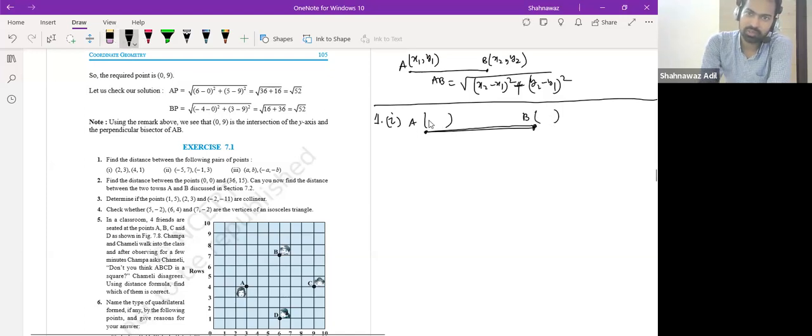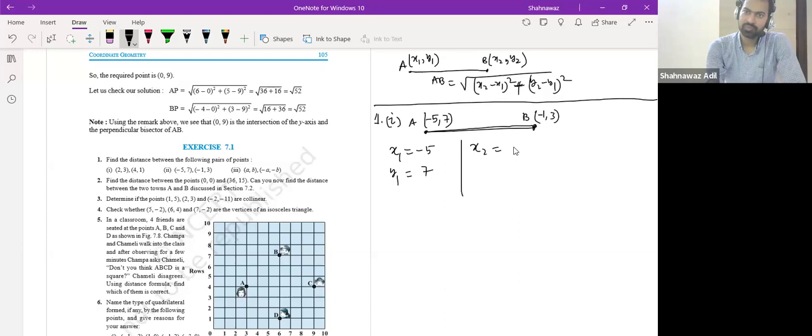We have these two points, -5, 7, and -1, 3. So what is x1, Shaima? Oh, Rizwan, you have come. So this is your turn. Rizwan, what is x1? -5. What is y1? 7. And then what is x2? -1. What is y2? 3. Right. So AB distance would be simply root of x2 minus x1 square plus y2 minus y1 square.